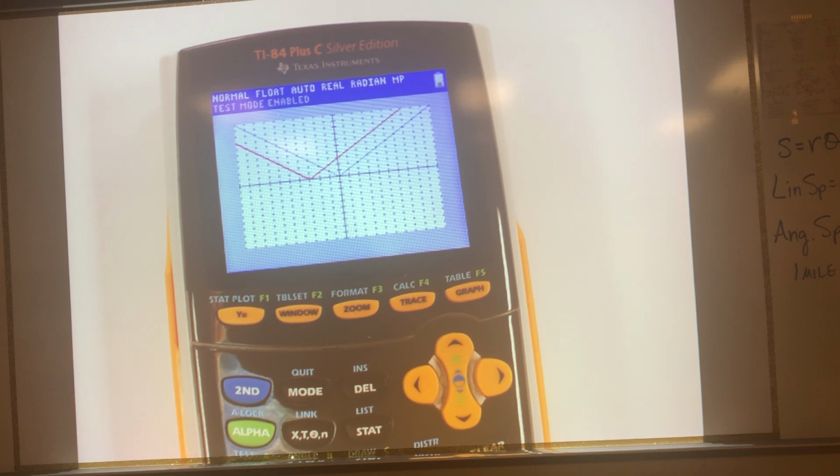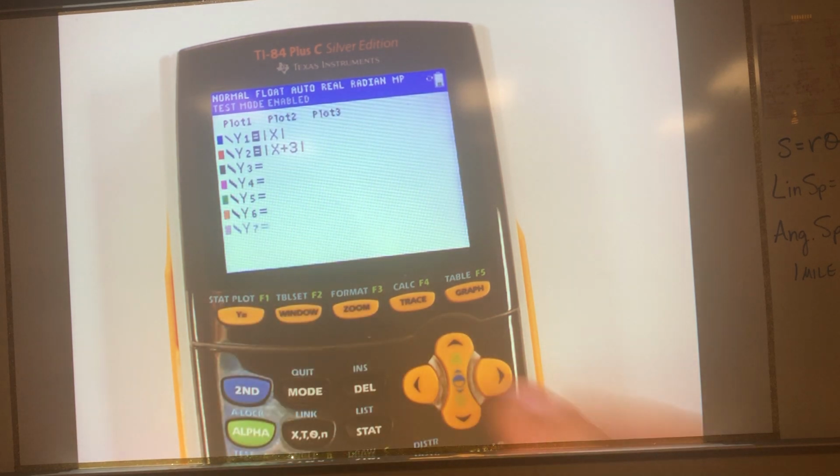Okay, so tell me what you figured out. If it's positive, it goes left, and if it's negative, it goes right. Okay, so if it's plus, it goes left, and if it's minus, it goes right. Do you agree with that? Yes. Okay, so let's do something different.